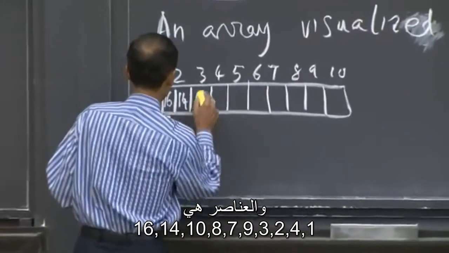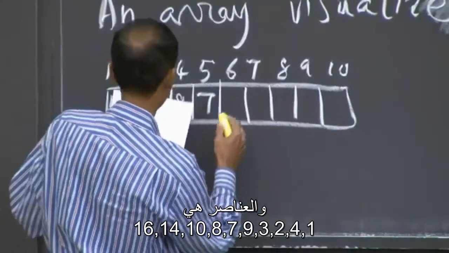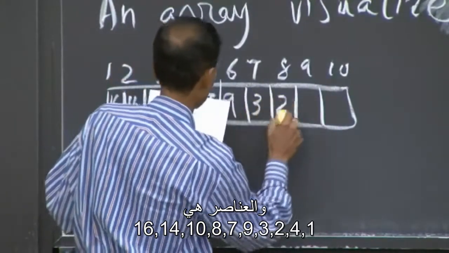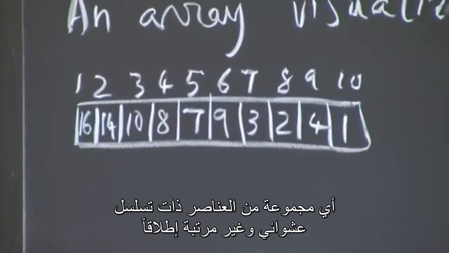So here's my array of 10 elements, and the elements are 16, 14, 10, 8, 7. So some set of elements, they're in random order, clearly not sorted.